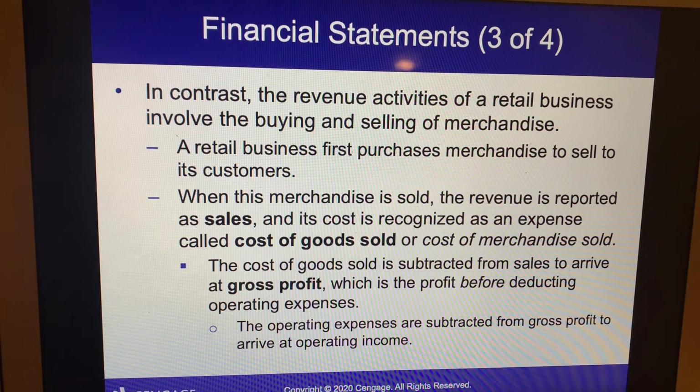On the other side, the revenue activities of a retail business involve buying and selling of merchandise. A retail business first purchases merchandise to sell to its customers. When this merchandise is sold, the revenue is reported as sales and its cost is recognized as an expense, called cost of goods sold or cost of merchandise sold. The cost of goods sold is subtracted from sales to arrive at gross profit, which is the profit before deducting operating expenses. Then the operating expenses are subtracted from gross profit to arrive at operating income.